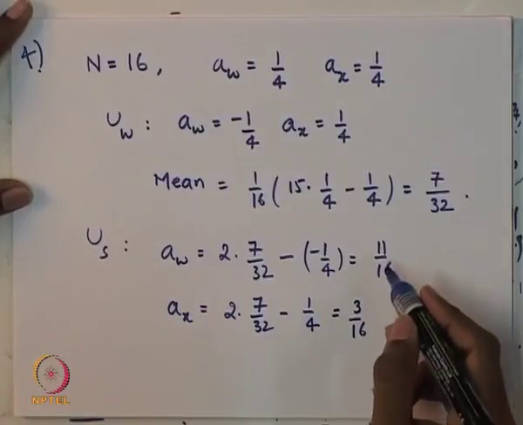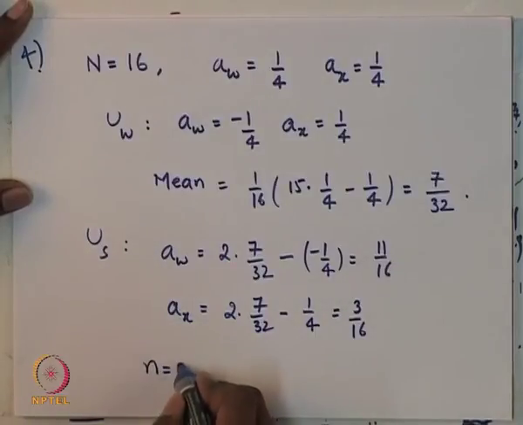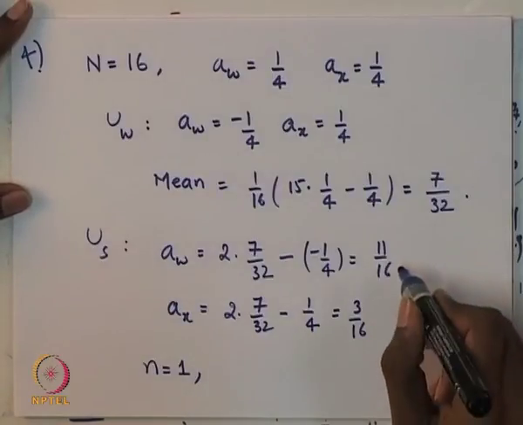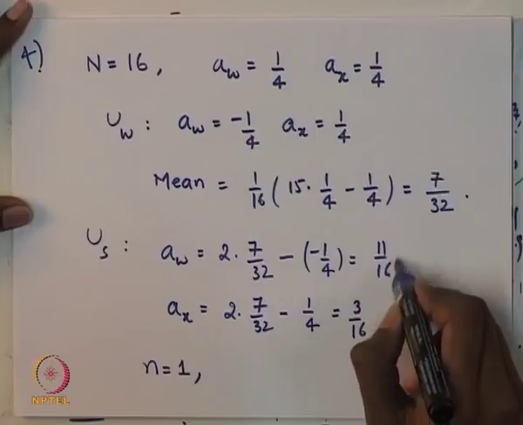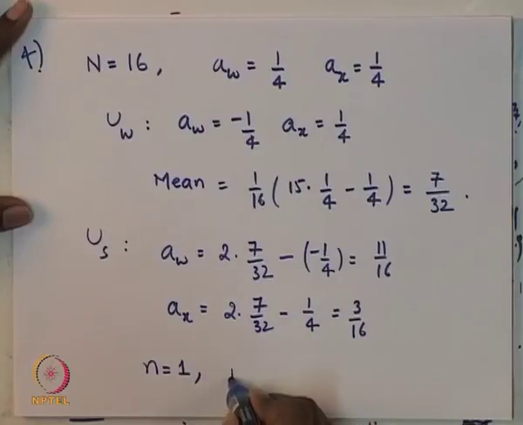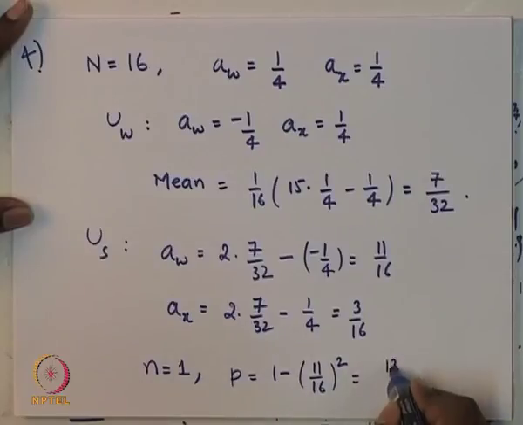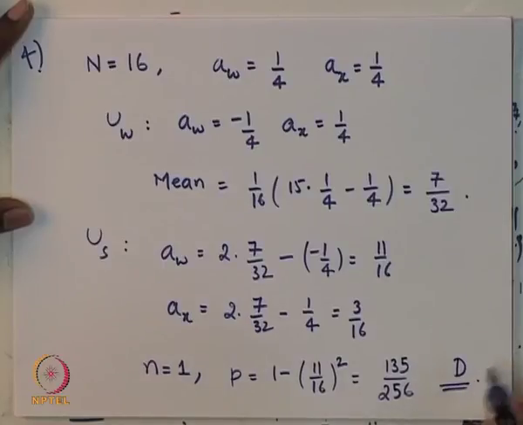So after one iteration, the probability of success is the square of 11 by 16, and the probability of failure is 1 minus the probability of success, that is 1 minus 121 divided by 256, which is 135 divided by 256. So option D is one of the correct choices.